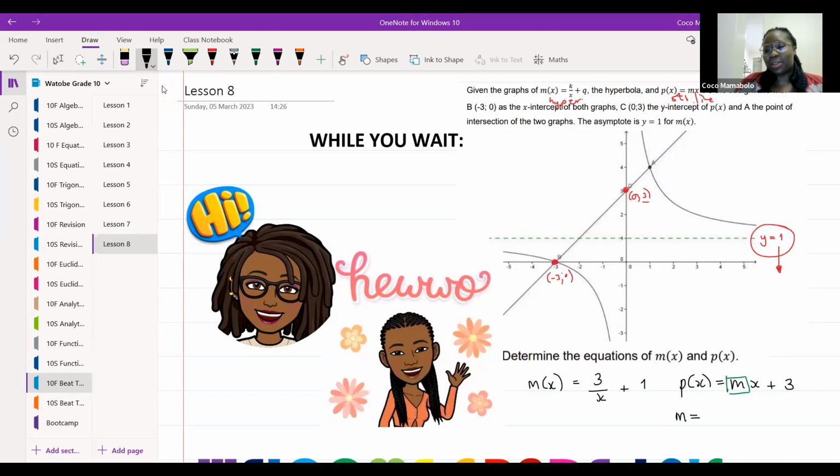So m is equal to 1. Remember, guys, when we calculate for m, that's the gradient. We use y2 minus y1 over x2 minus x1.